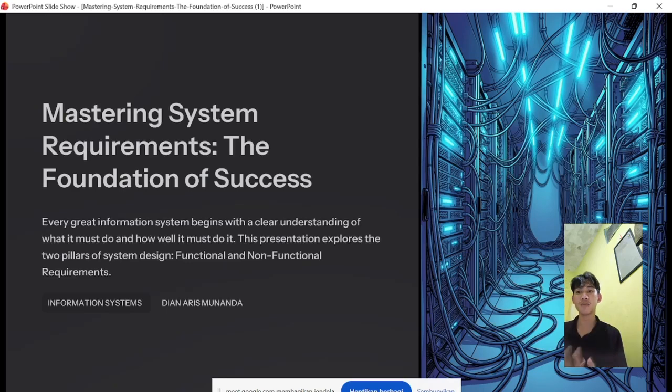This time the presentation is on information systems, mastering system requirements, the foundation of success. Every great information system begins with a clear understanding of what it must do and how well it must do it. This presentation explores the two pillars of system design, functional and non-functional requirements.